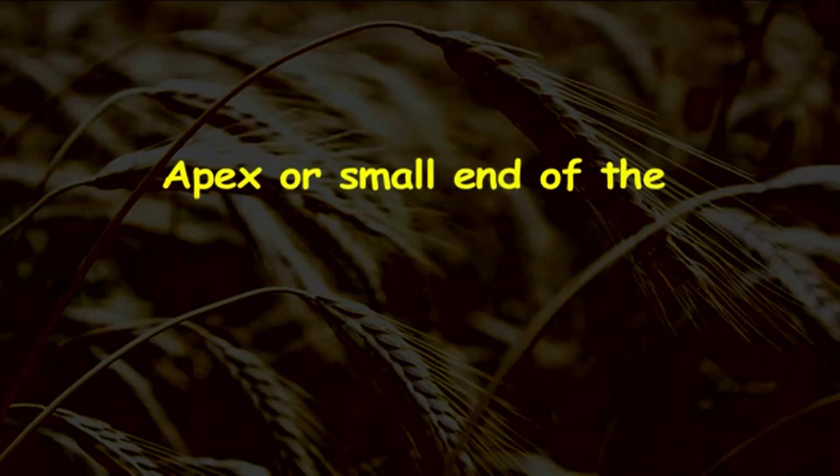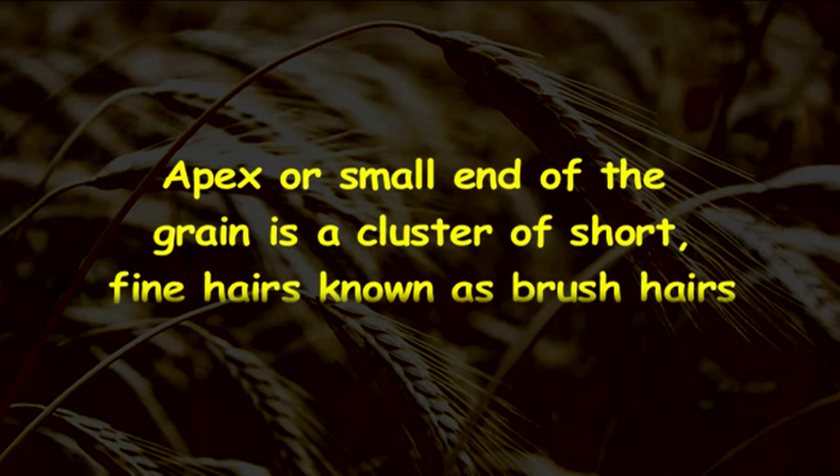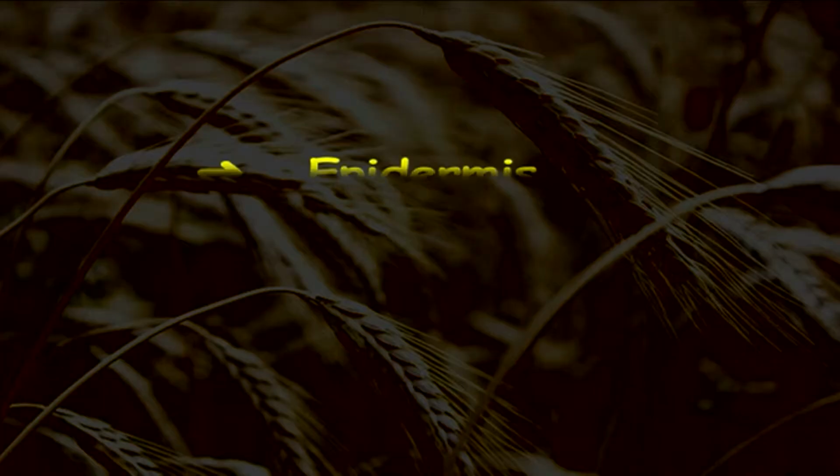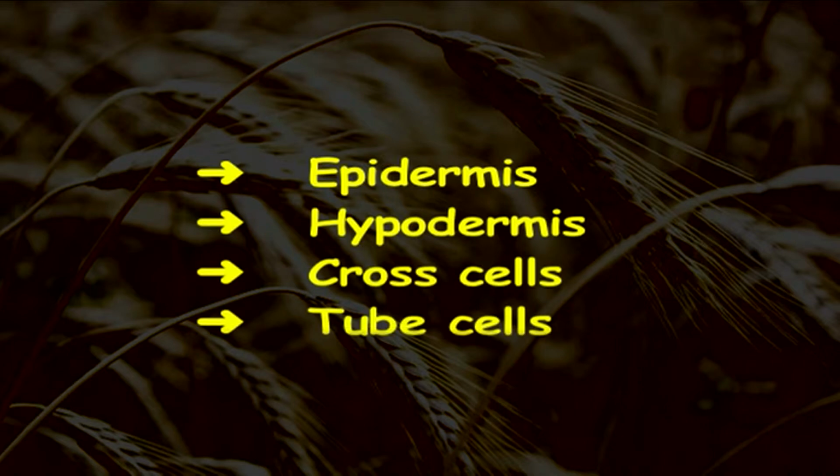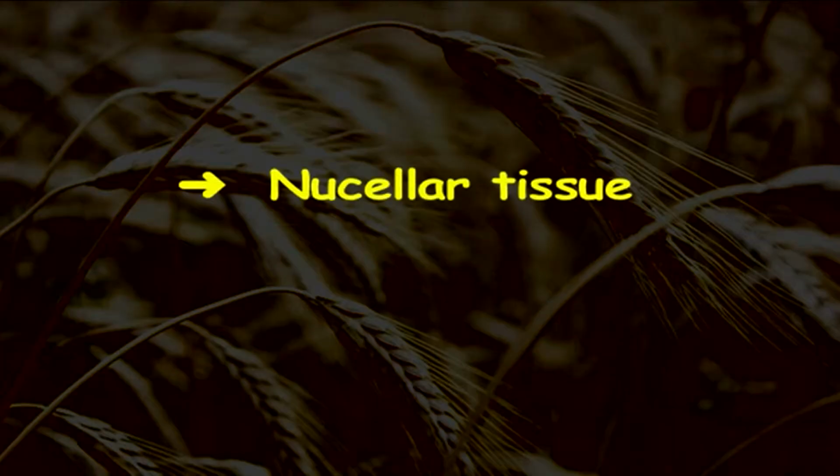The dorsal side of the wheat grain is rounded, and the ventral side has a deep groove or crease along the entire longitudinal axis. At the apex or small end of the grain is a cluster of short, fine hairs known as brush hairs. The pericarp or dry fruit coat consists of 4 layers: epidermis, hypodermis, cross cells, and tube cells. The remaining tissues of the grain are the seed coat, nuclear tissue, endosperm, and embryo. The aleurone layer consists of large, rectangular, heavy-walled, storage-free cells.